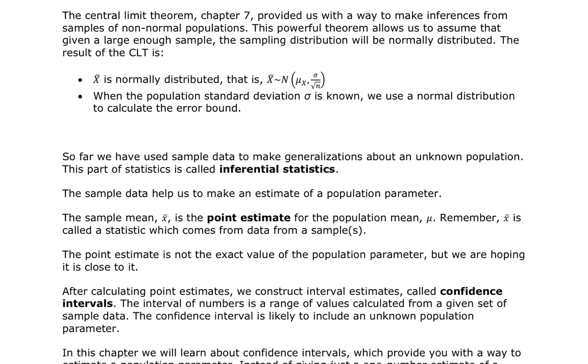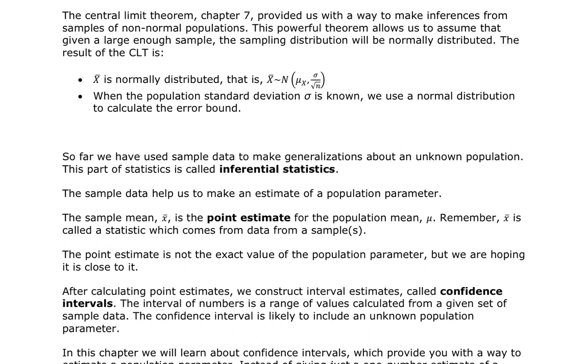The point estimate is not an exact value of the population parameter as much as we try for it to be, but we are hoping that it's going to be close to it. The way that we make it as close as possible is constructing an interval which will estimate where the population parameter ought to be, and we call this a confidence interval. The interval is a number range in which we have a calculated mean for the sample, and we assume that the parameter should be within this range. We're going to calculate these numbers that give us our confidence interval based on the confidence level that we are hoping for.